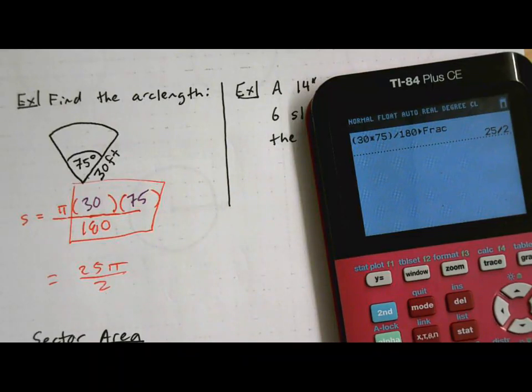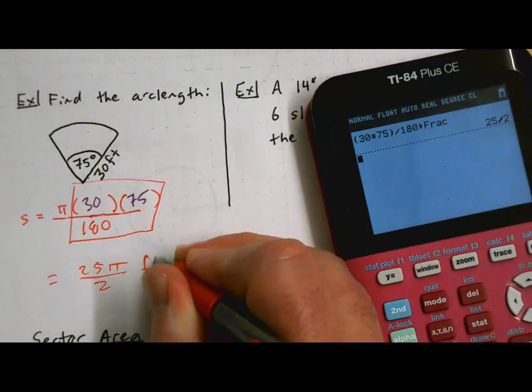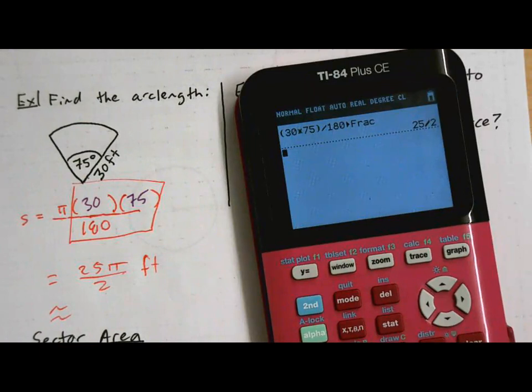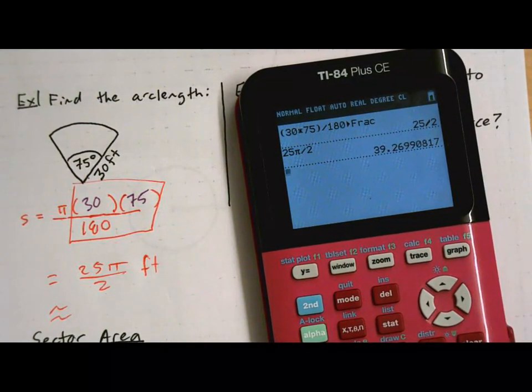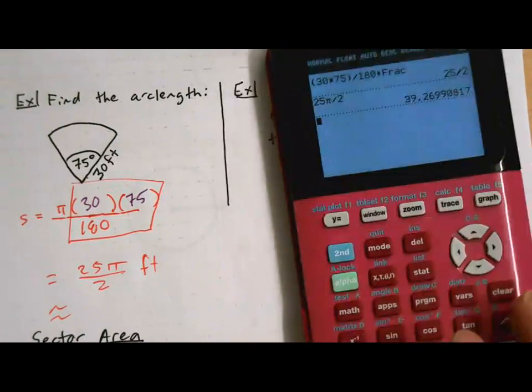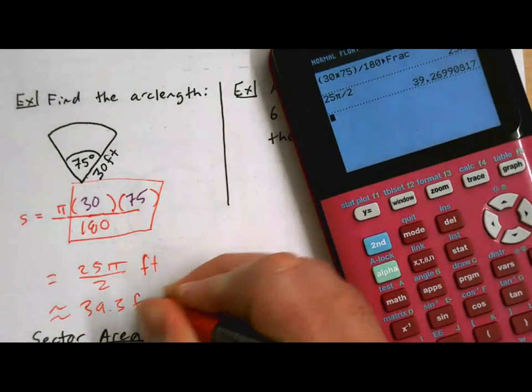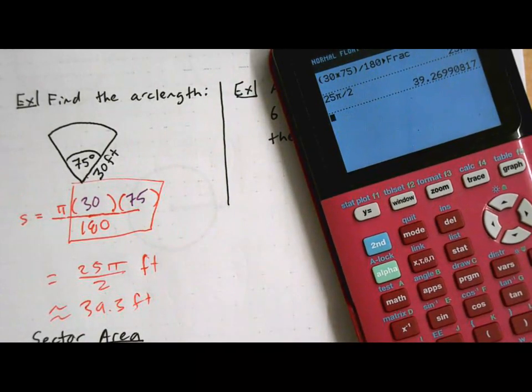Give me some units here. We're measuring a length. In the context of this problem, what is the length unit? Feet. So 25 pi over 2 feet. If I wanted a decimal approximation, I would type that in. 25 pi over 2 comes out to about 39.3. Does that seem reasonable?